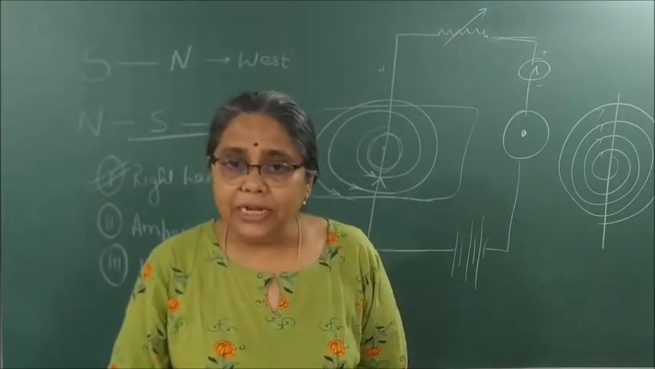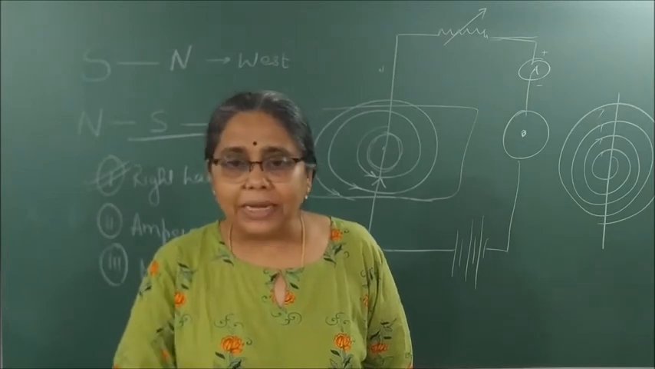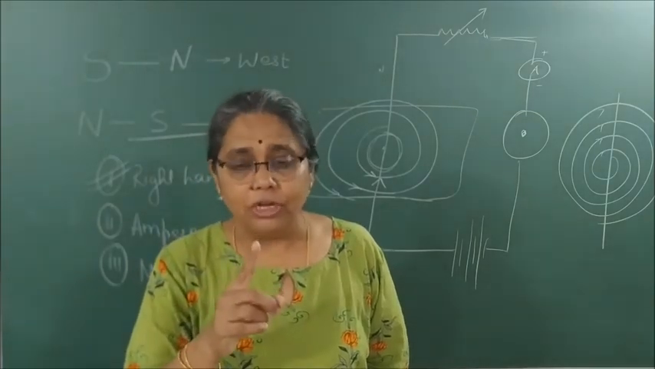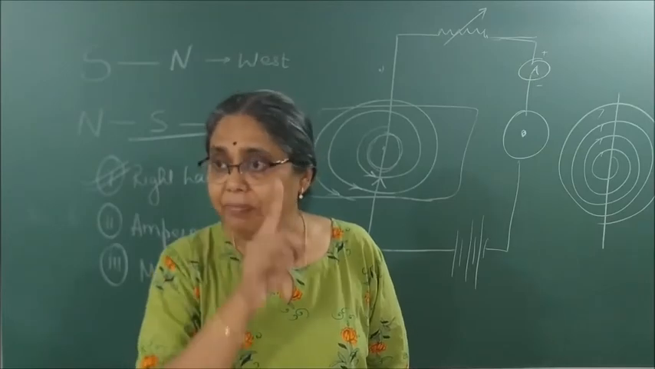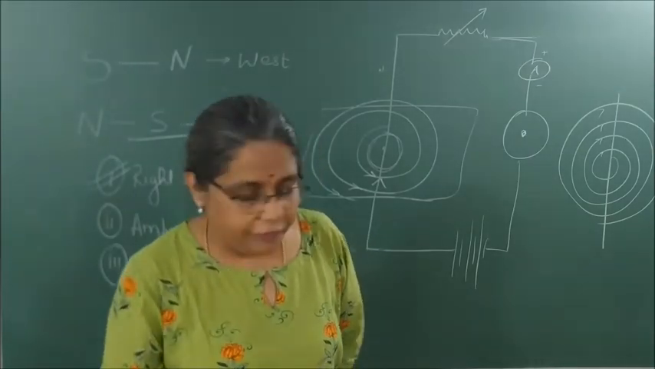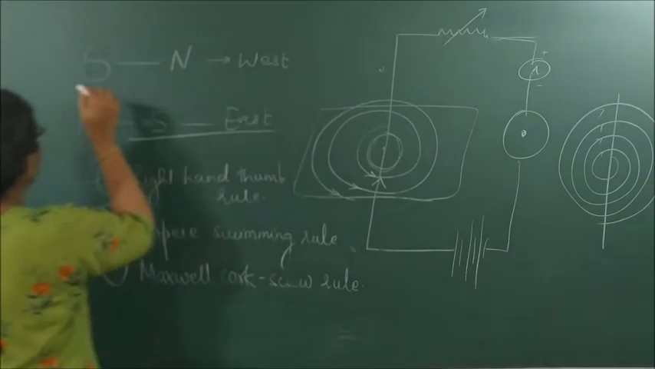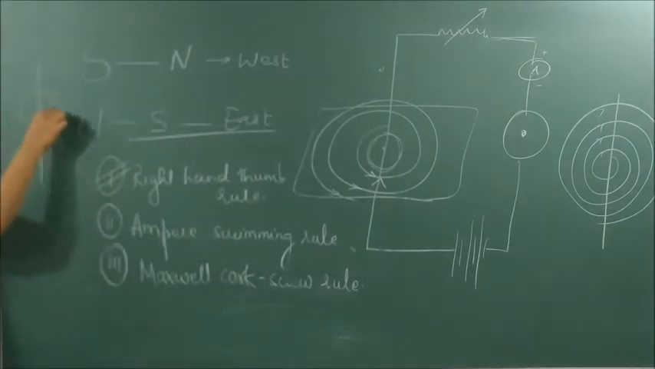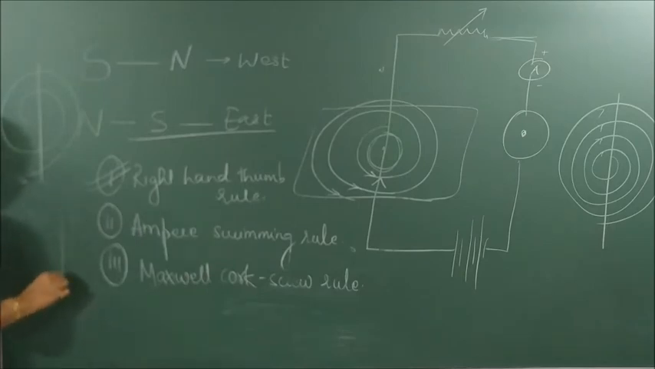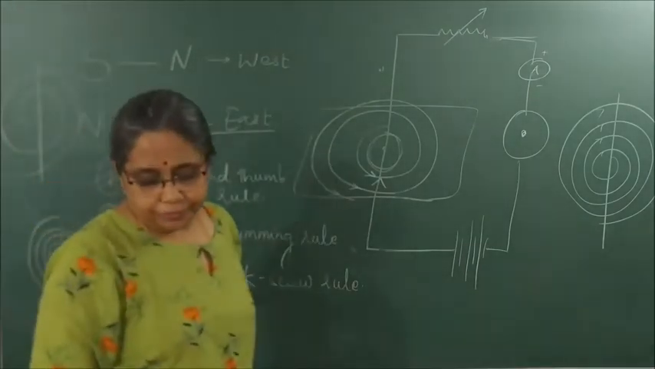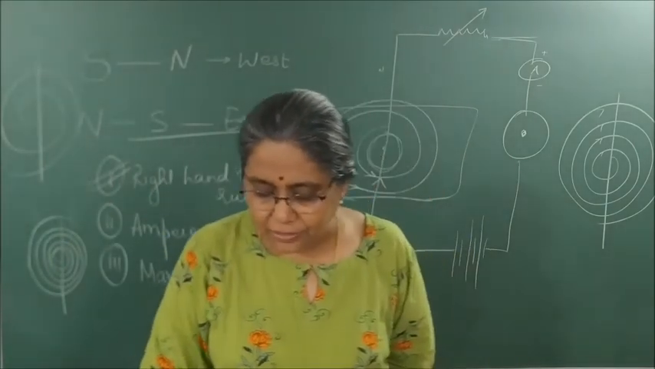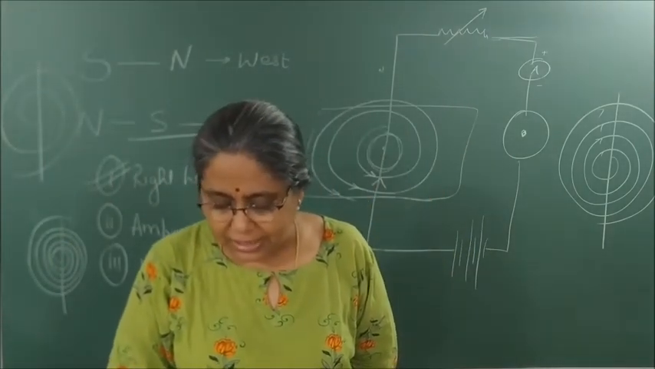What will happen if the current is increased? The magnetic field lines will be stronger. How will we know it is stronger? They will become closer to each other. If I have less current, then magnetic field lines will be something like this, far away from each other, showing what? Weak magnetic field lines. But if I increase the current, magnetic field lines will be very, very close, which indicates that the magnetic field is strong. Understood?